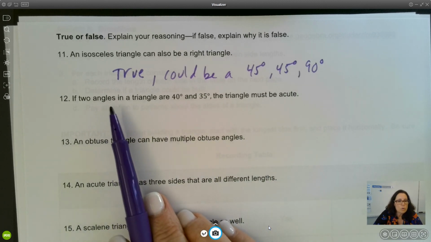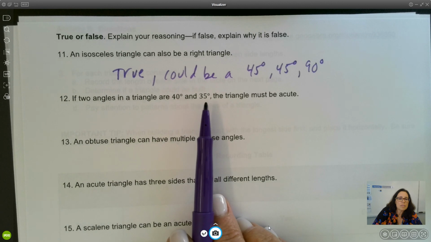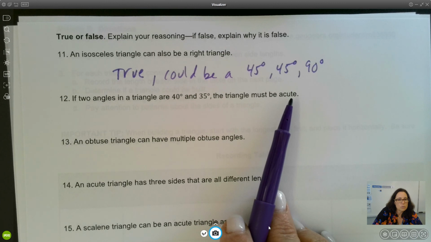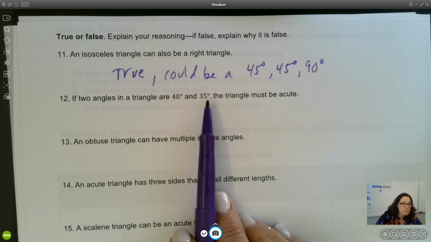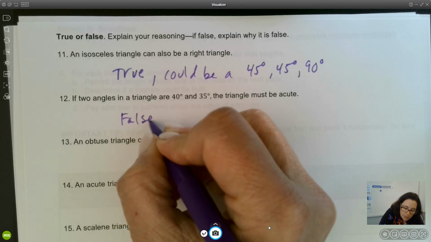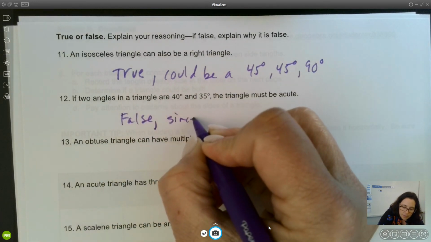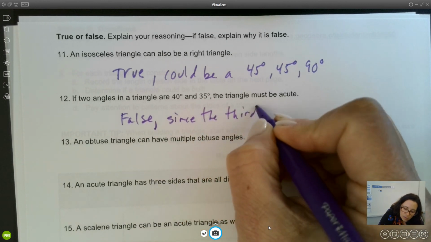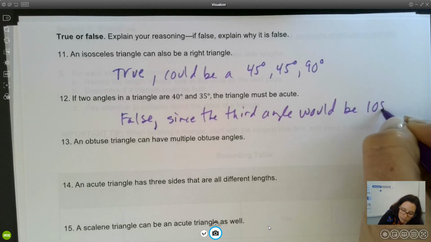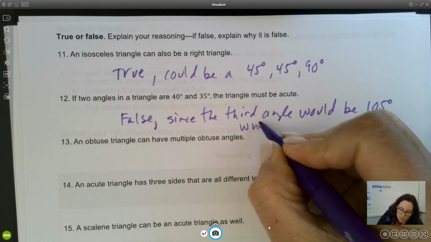If two angles in a triangle are 40 degrees and 35 degrees, the triangle must be acute. Be careful here. We've talked about you need 180 total degrees in a triangle, and if this adds to 75, what's that third measure? 105. It's not going to be an acute, so this is false, since the third angle would be 105 degrees, which is obtuse.